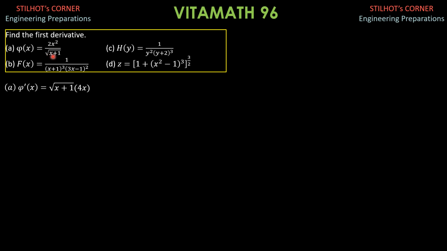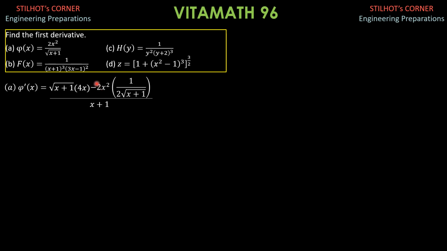Imagine x plus 1 is u. The derivative of square root of u is just 1 over 2 square root of u. So over 2 square root of x plus 1. So minus 2x squared times quantity 1 over 2 square root of x plus 1. Then all over the square of the denominator. The square of this denominator is just x plus 1.